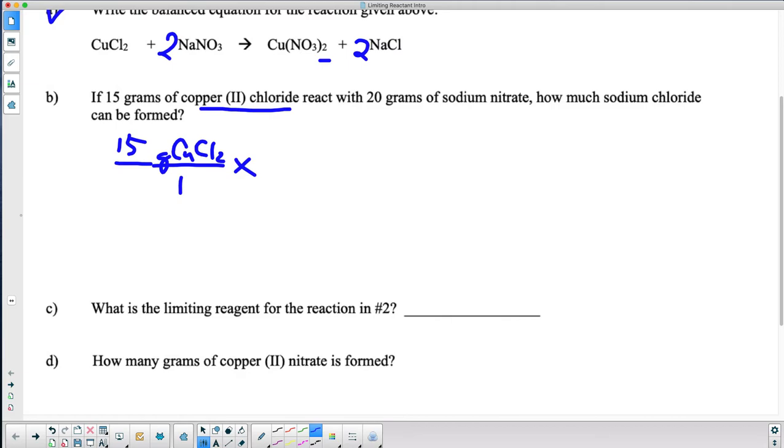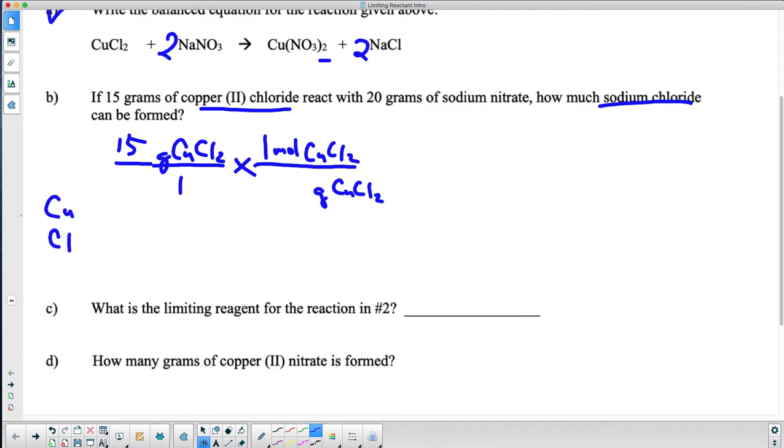And we're going to find out how much sodium chloride we form here. So I'm going to go from copper chloride to sodium chloride and see how much that is. My first step is to do 1 mole of copper chloride equals some number of grams of copper chloride. What is that number of grams of copper chloride?